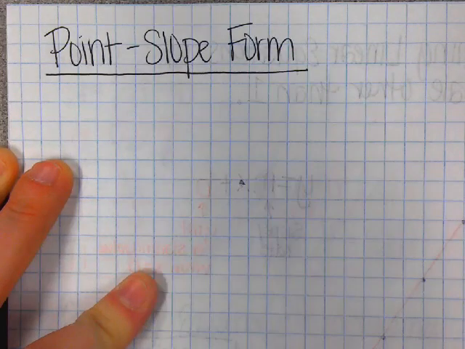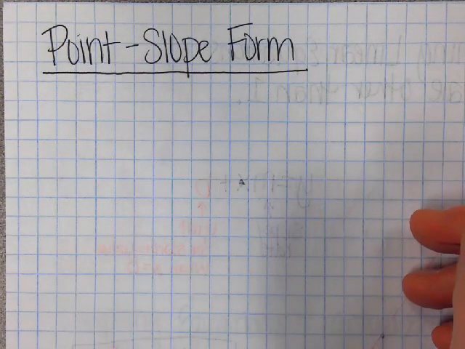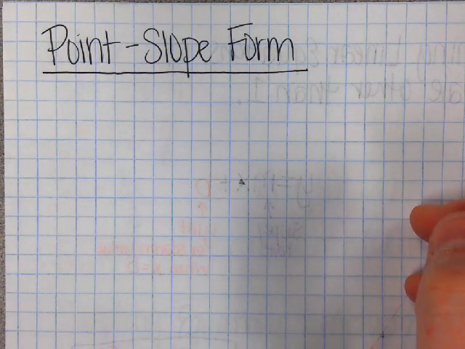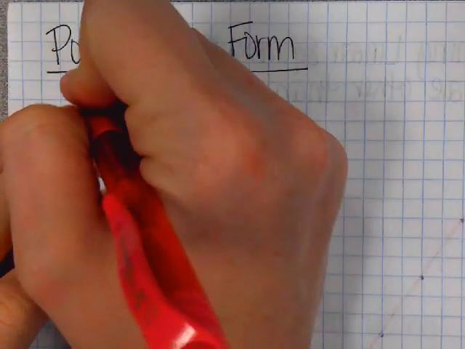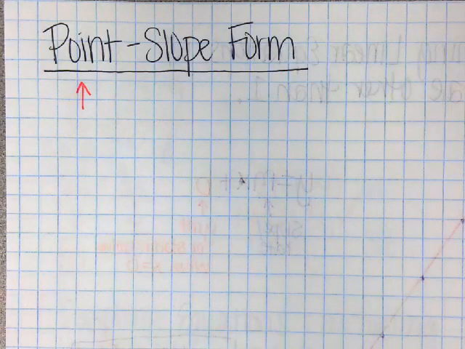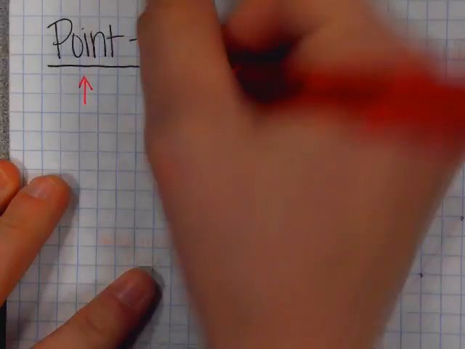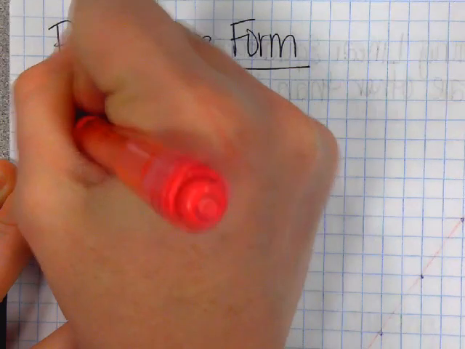So point slope form is just another way to write equations. The other day we were talking about slope intercept form because it has the slope and the y-intercept visible in the equation. Point slope form is going to have the two things that you think it would have, point and slope. These are the two things.